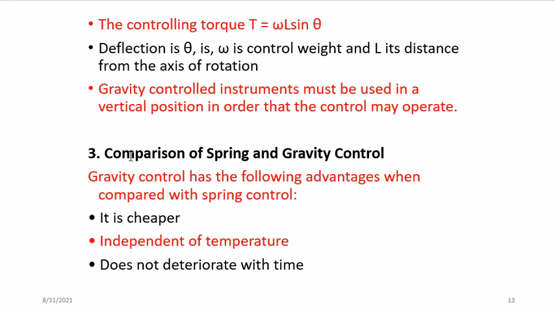So the next thing is, let us compare the spring and the gravity controls, because we have seen two of them. You can use a hairspring to produce a controlling torque, and you can use a weight attached to the moving part of the pointer. So let us compare the two. The gravity control has the following advantages when compared to the hairspring. The first one is that it is cheaper in terms of cost.